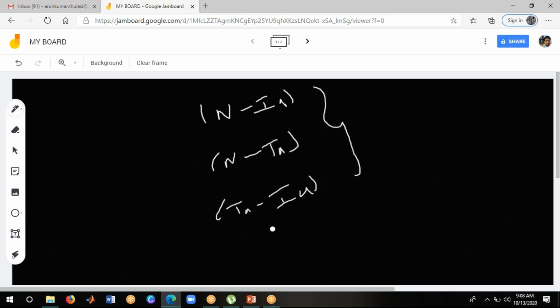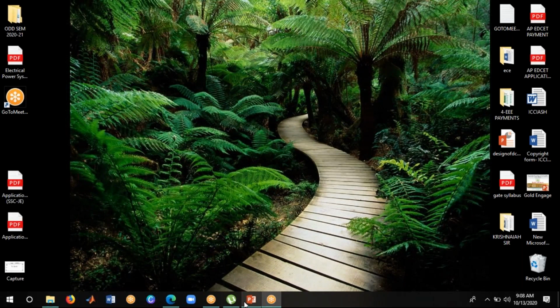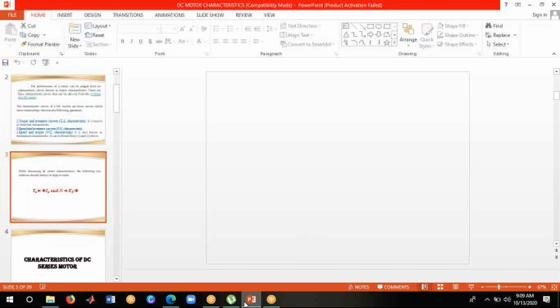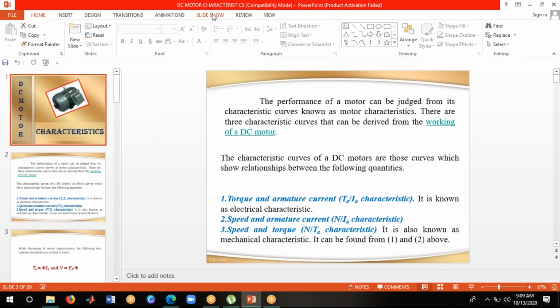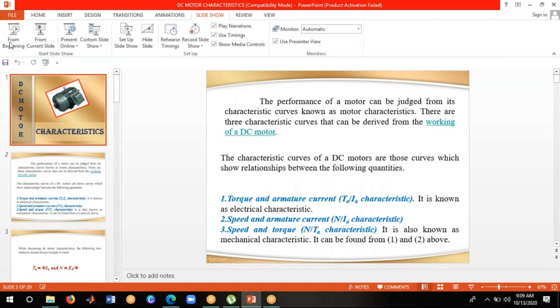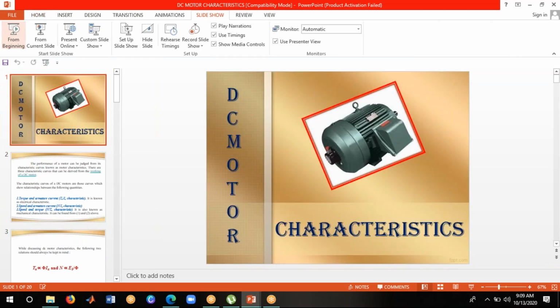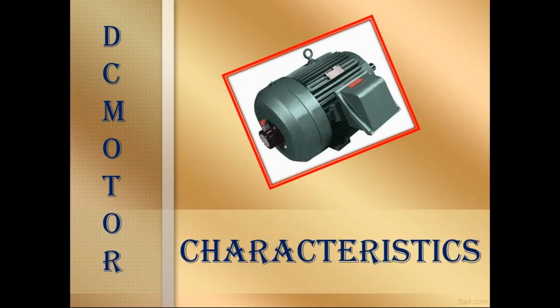Okay? So there are different applications. With applications, we need to know under what condition and where a DC motor should be used, and how it will perform. To know that, we need to know the characteristics of a DC motor. So now let's move on to the topic. Keep in mind the two relations: armature torque and armature current, and back EMF and speed. So this is the topic we are going to discuss, the characteristics of a DC motor.